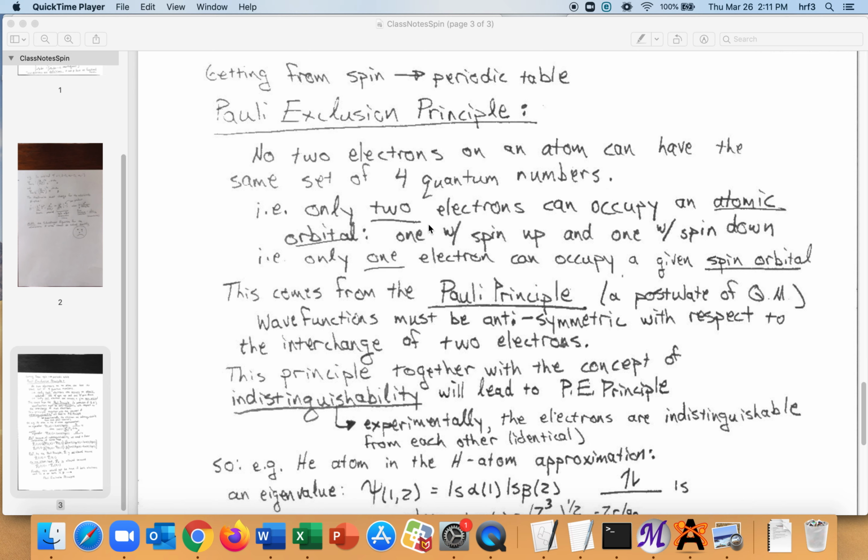So in other words, only 2 electrons can occupy an atomic orbital. You could have one spin up and one spin down. Or another way to put it is only 1 electron can occupy a given spin orbital, so the full wave function with the spin.